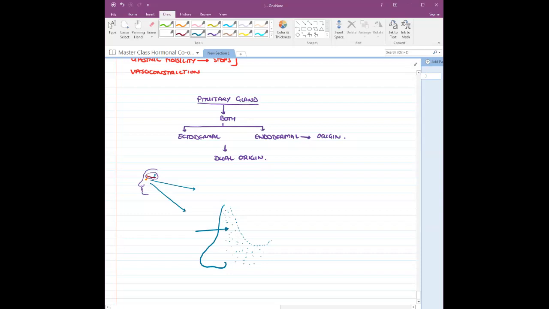So we have this sphenoid bone, and we have said that it has a cavity like this. This cavity we had called the sella turcica. So in the sphenoid bone there is a cavity called the sella turcica, and inside the sella turcica we are going to see that we have our pituitary gland lodged.